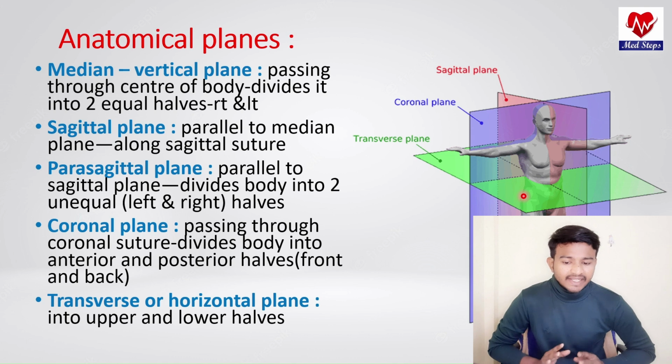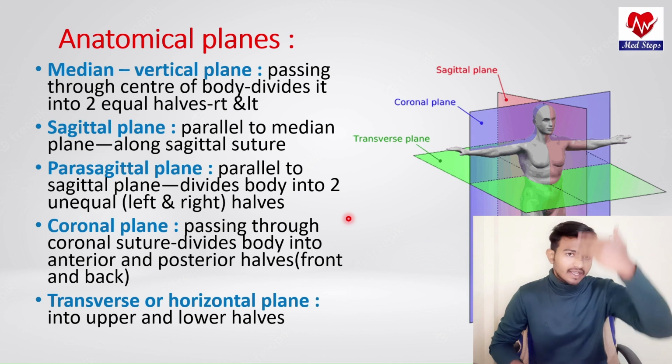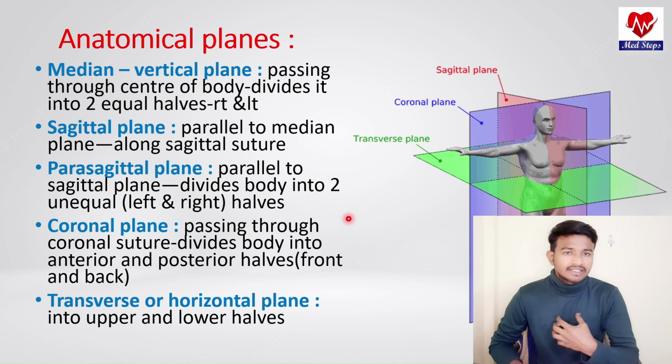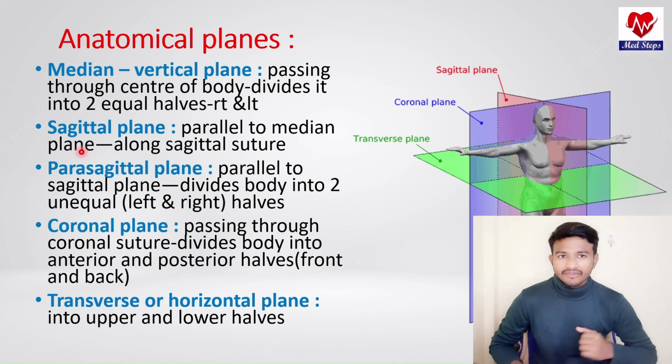First one, the median vertical plane. This median vertical plane passes through the center of the body and divides it into two equal halves, right and left. If I cut the median part of my body, it is divided into two equal parts, right and left.